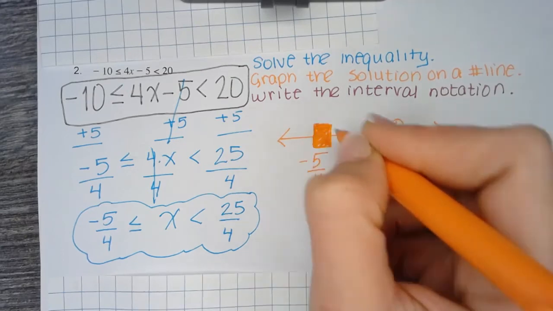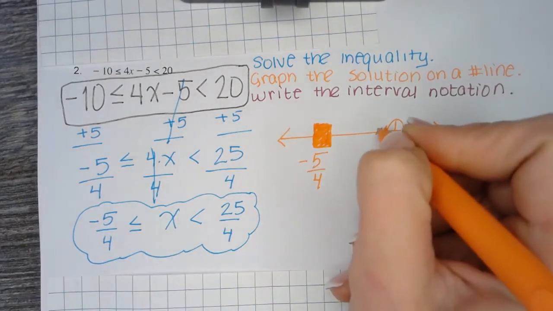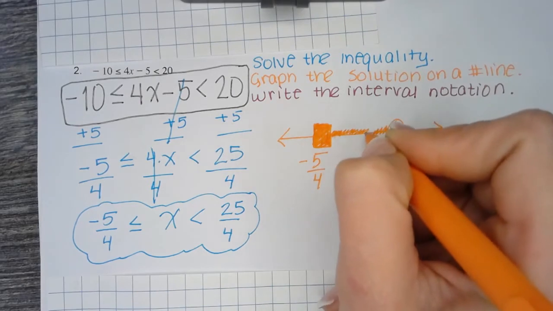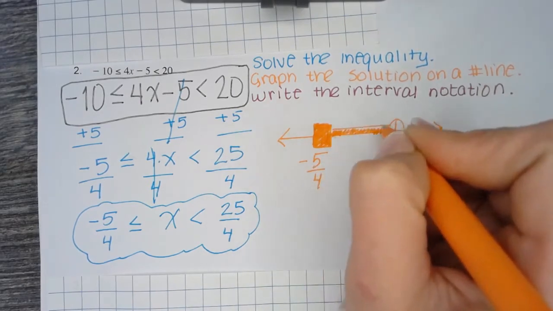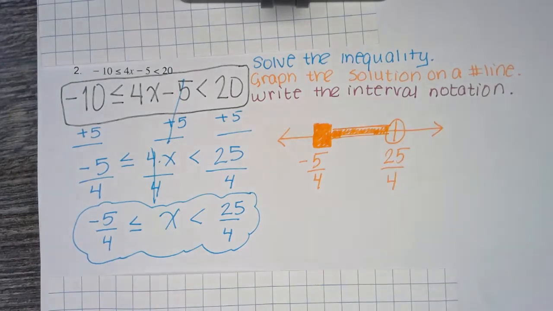We remember to use brackets in our interval notation. We said we're less than this number, but we are greater than this number. That means my final answer is shaded in the middle. So my solution on a number line should look something like this. Finally, I have my interval notation.